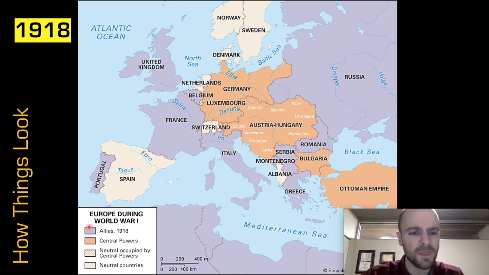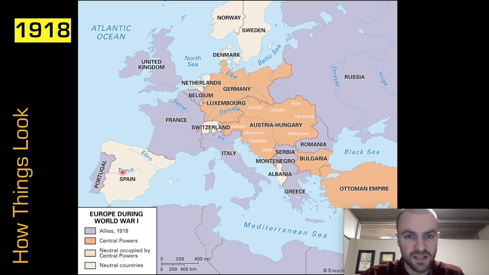So if you look at the key of this map, you can see that purple countries are countries that are considered to be the Allied powers. The United States will eventually end up entering the war on this side. So the main Allied powers are France, Great Britain, and Russia. And you can see there's other Allied powers as well, but they play more of a peripheral role in the war. And on the other side were the Central Powers.